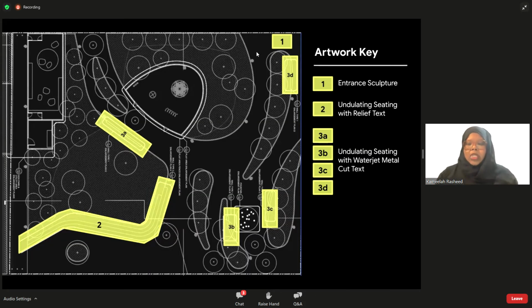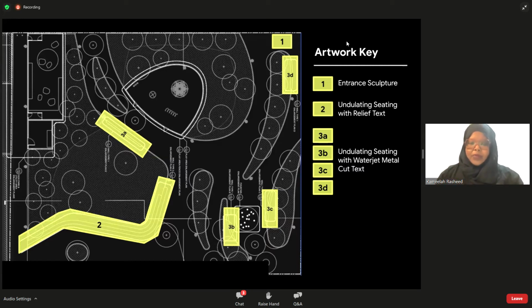And so let's actually get into what this is going to look like. So this is the black and white schematic image of the same abolitionist place image that we saw before. And as you'll see, there are three components. There's the entrance sculpture, there's the undulating seating with relief text, and there's the undulating seating with the water jet metal cut text. And so all the yellow is identifying where things are located. And then I'll talk through each of these.